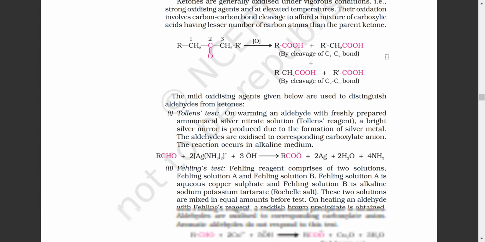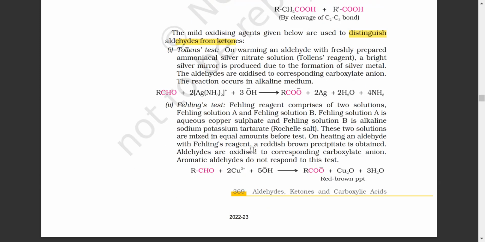The mild oxidizing agents given below are used to distinguish aldehydes from ketones. So we have these tests, which we usually also do in practicals. The first one is the Tollens test: on warming an aldehyde with freshly prepared ammoniacal silver nitrate solution, which is the Tollens reagent. Again, you have to remember this. Many things in chemistry are memory based. A bright silver mirror is produced.